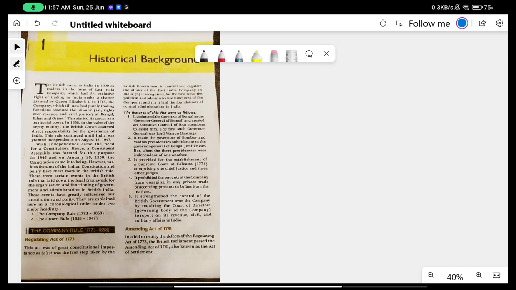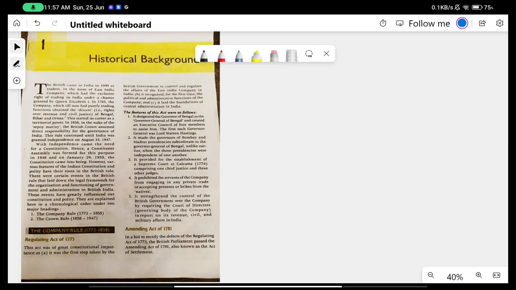The British government did not care about what the company did in India, but this was in 1773. Through this act, the British government set some boundaries for the company, and it was the first time that the British government actually recognized on paper, officially, that the company is not only trading over Indian territories, but is practically ruling over them.